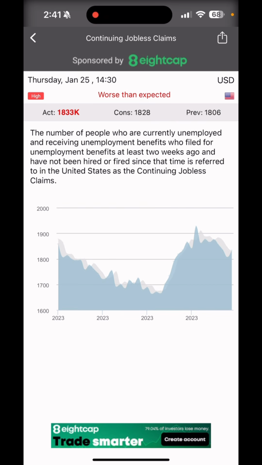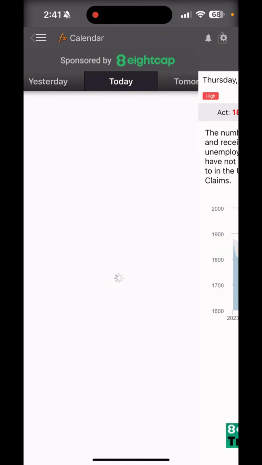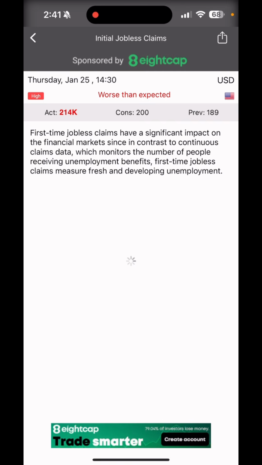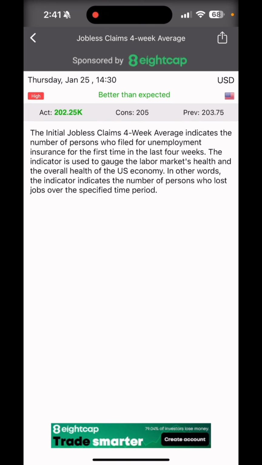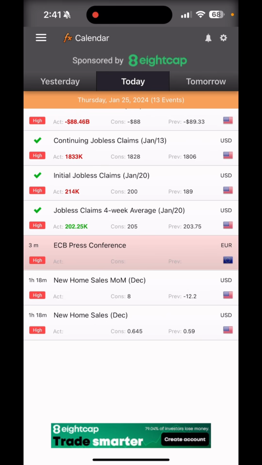Previous is 1806. Forecast is 1828, but actual came out 1833. Worse than expected. Then the third one, worse than expected. In this case, when I notice that 4 US news are coming out at a time, I check for how many worse than expected and better than expected come out. If the worse than expected is higher than the better than expected, I quickly short USD, meaning USD is not doing well at that time.